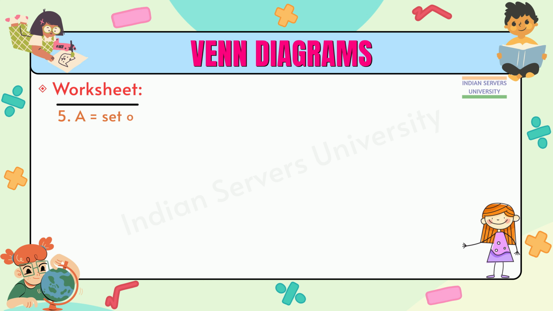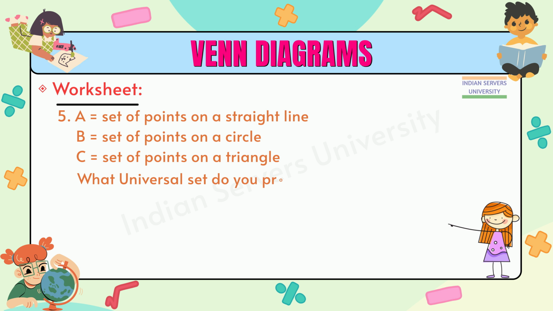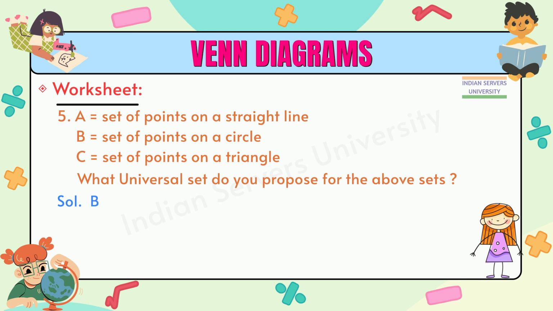Next one, A equals set of points on a straight line, B equals set of points on a circle, C equals set of points on a triangle. What universal shape do you propose for the above sets? So answer emothundi, B equals set of points on a circle.